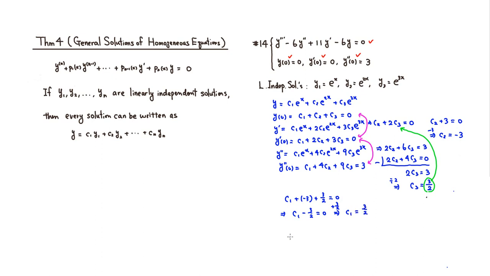Therefore, we have a solution: y is equal to c1, which is 3 halves e^x, c2 is negative 3 e^(2x), and c3 is positive 3 over 2 e^(3x). So that's the solution of the initial value problem given here. That's it. I hope that this was clear.